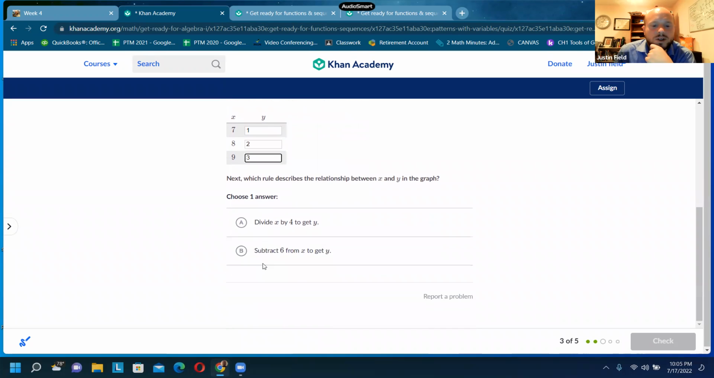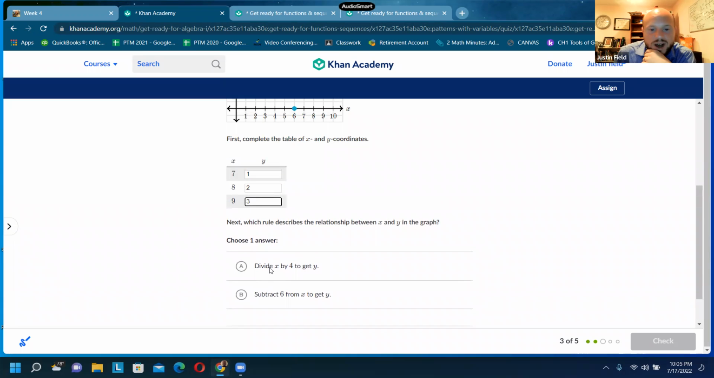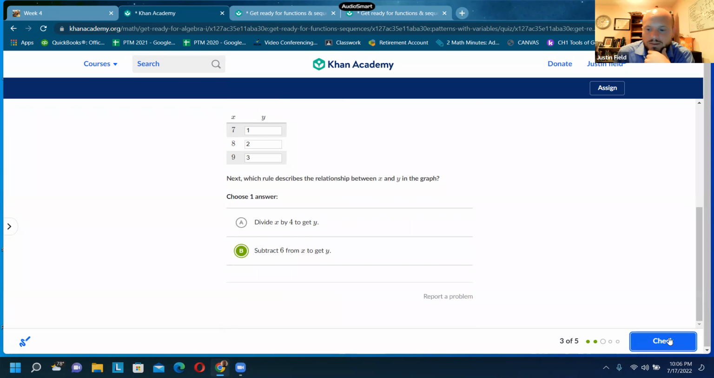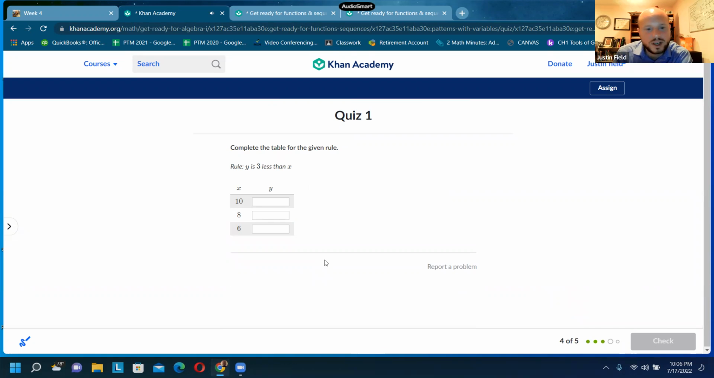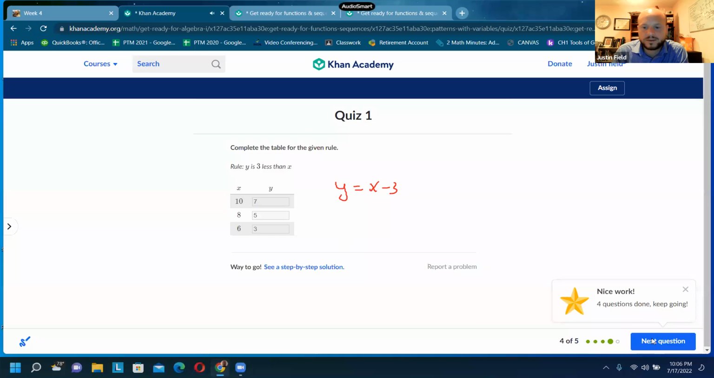So now we're going to find the rule that fits for all 3. Divide X by 4 to get Y. No, if I divide 7 by 4, I do not get 1. Subtract 6. That works every time. There you go. It's just got to work every time. Rule: Y is 3 less than X. What would that be? Y equals X minus 3. Check it out.